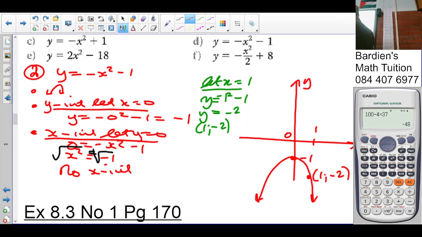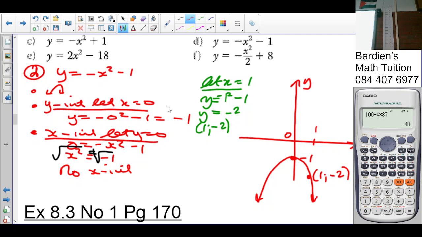Okay. First question, domain. X is an element of all real numbers. The range, y has to be less than or equal to negative 1. Increasing. It's increasing for x less than 0. Where is it decreasing? X is more than 0. Turning point, 0 and negative 1. Not so? The graph has a maximum value of negative 1 and occurs at an x value of 0.